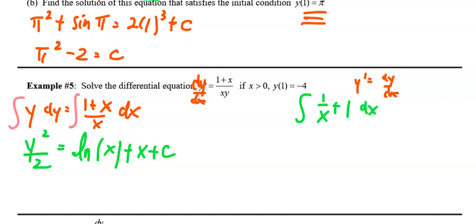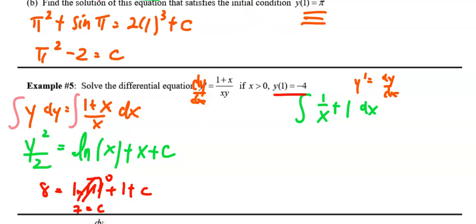Right then, here I'm going to go ahead and find out what my c is. So I'm going to go ahead and plug in -4 for y. -4 squared is 16. 16 over 2 is going to be 8. So I'm going to go ahead and say the 8 is this left side. Get the natural log of the absolute value of 1, which I hope you guys know what that is, plus 1 plus c. So the natural log of 1 is 0, right? So that just goes to 0. And so I'm going to get that c is going to be equal to 7.